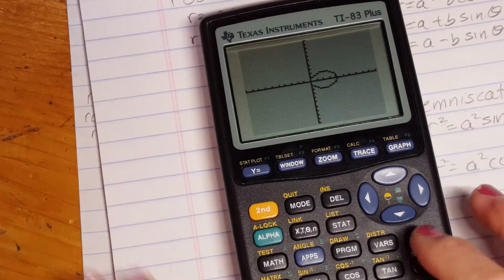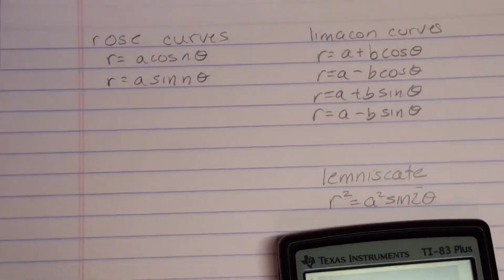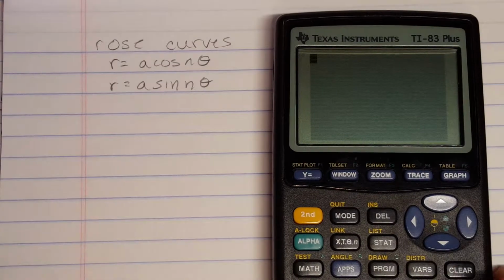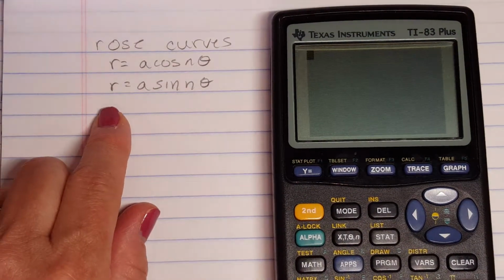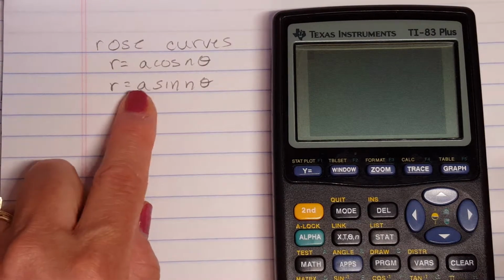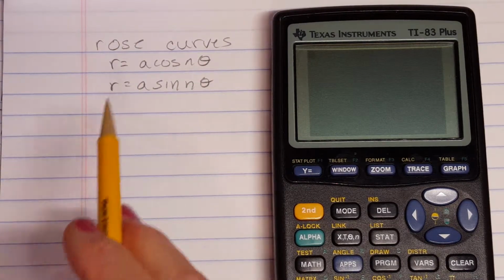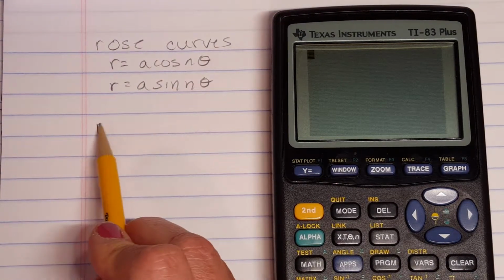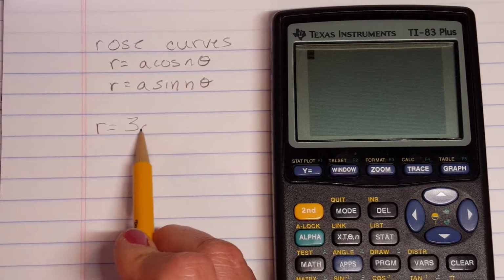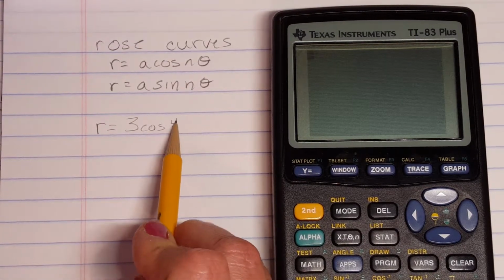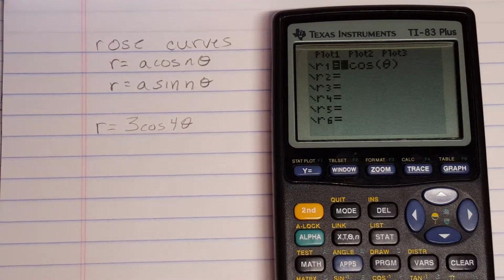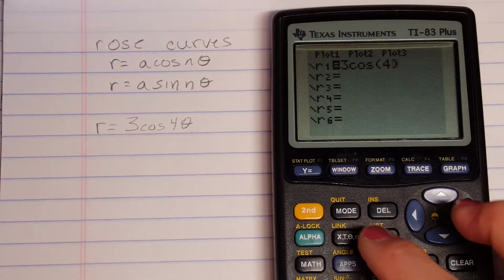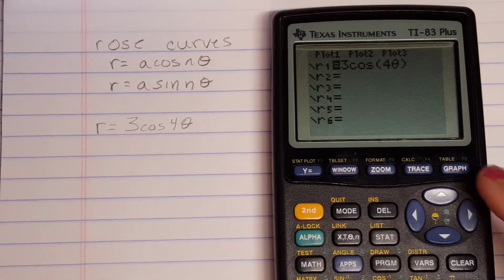And the last thing we're going to do in this Polar Coordinate Extra Credit project is to just explore some fun curves. So the first family is the rose curves, and they're going to be in the form of a cosine n theta or a sine n theta. So for example, r equals 3 cosine 4 theta. I'm just going to put it in the calculator, and you can use Desmos for this. So r equals 3 cosine 4 theta graph.